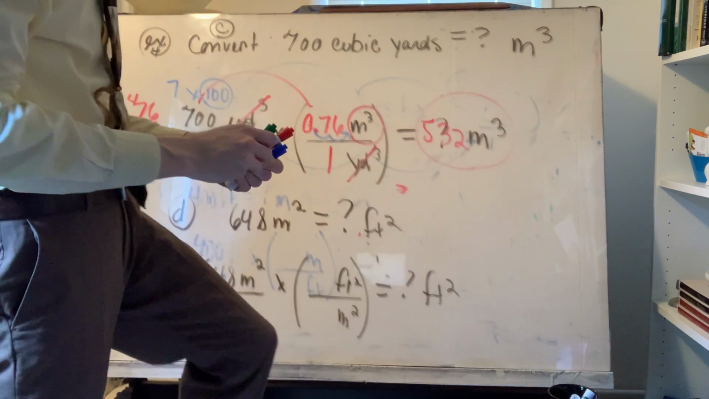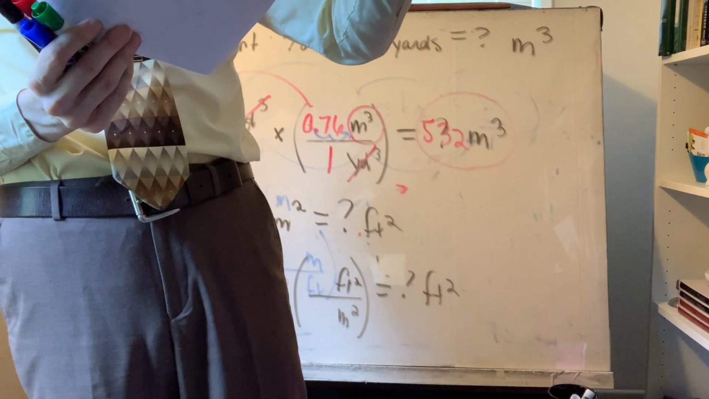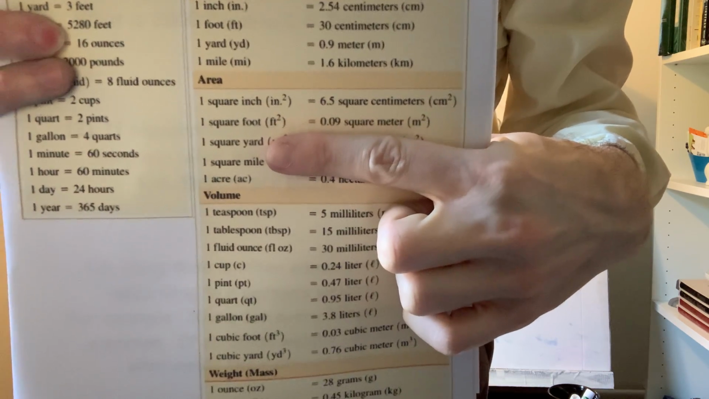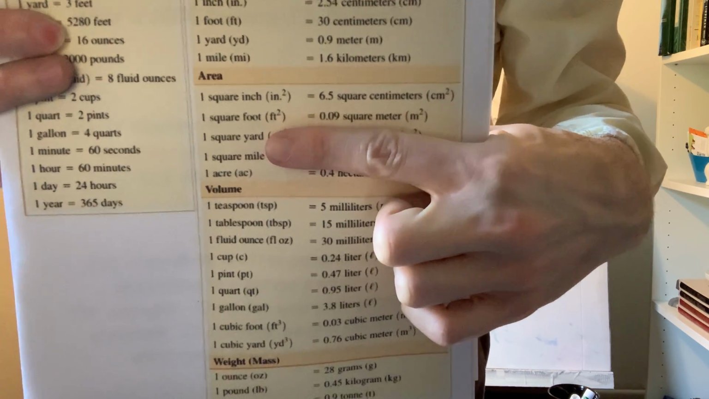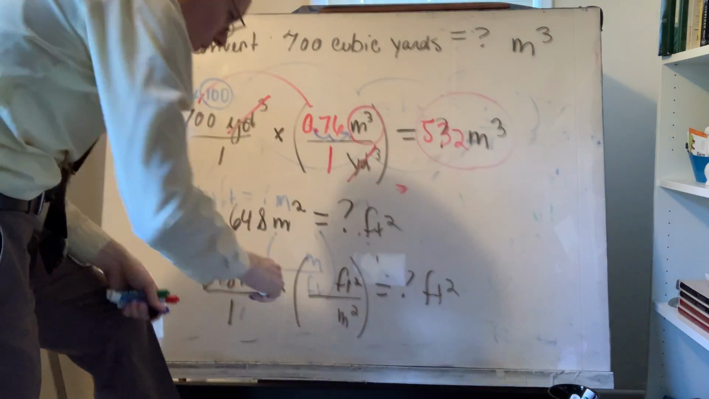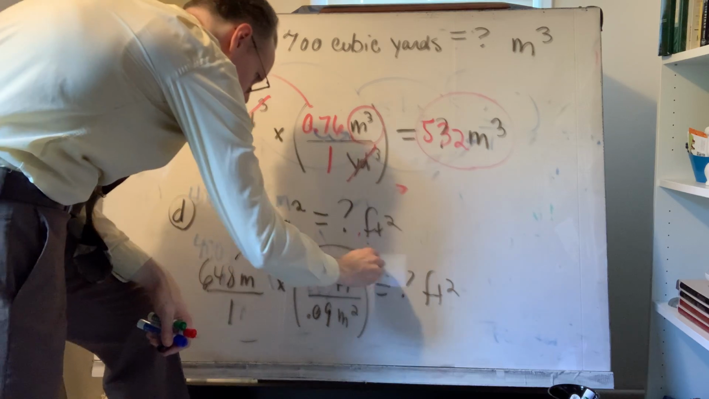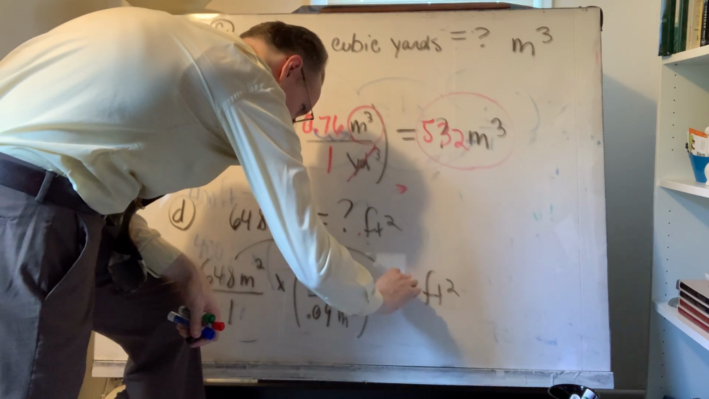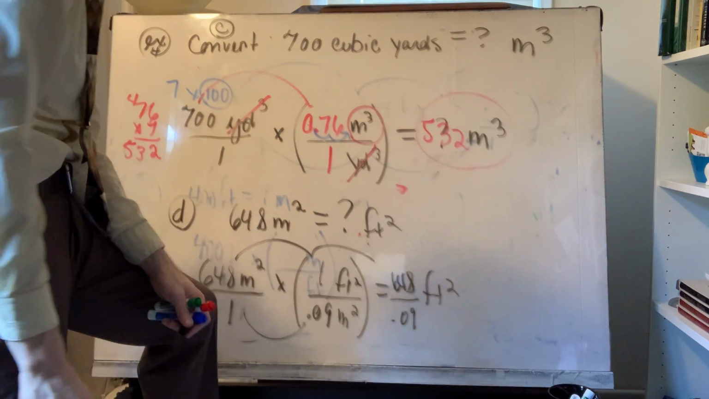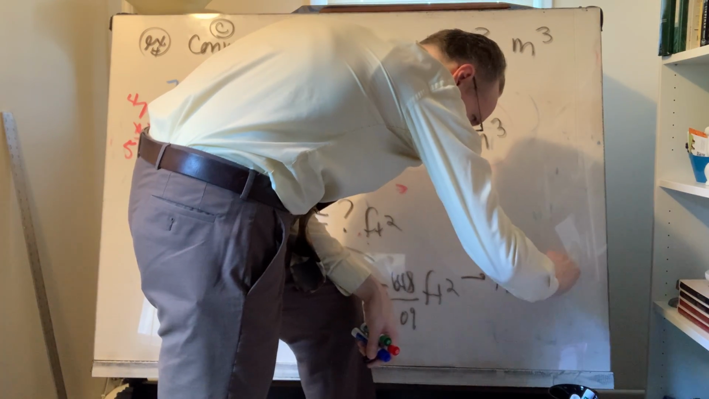Do we have a conversion factor that does that? I believe we do. Yes. All right. 1 square foot is 0.09 square meters. So 1 here and 0.09 here. This would end up being, sorry for the mess, 648 over 0.09. You could divide it with your calculator, what have you, pull some tricks. You should end up with this, 7,200 feet squared.